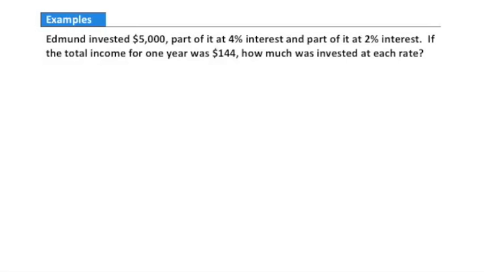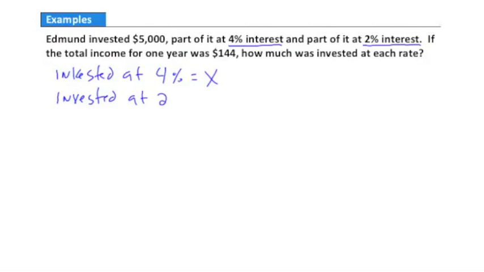Well, what we have going on here is we have part of an investment at 4% interest and part of an investment at 2% interest. Those are my two unknowns. So we have an amount invested at 4%. We don't know what that is, so I'll call that X. And we have amount invested at 2%. It's a different amount than we have invested at 4%, so I'm going to call that Y.